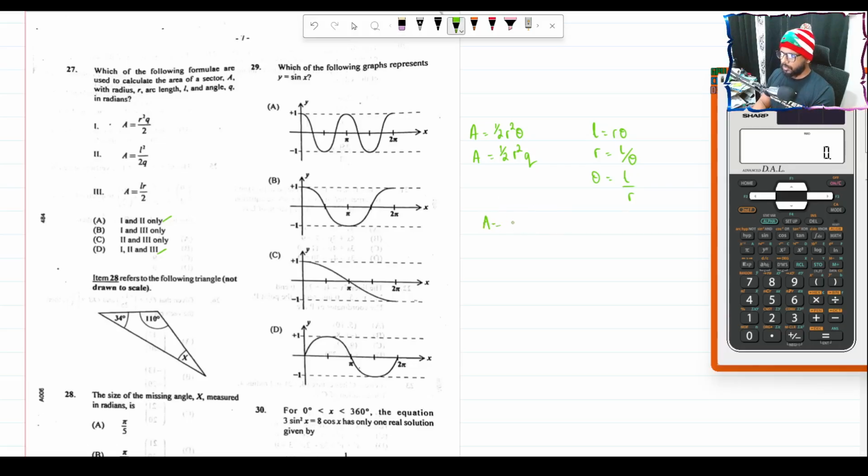So A could be a half R squared. Q is the angle, L over R. The R cancels with the R, we get RL over 2. So RL, LR over 2. So all works. The answer is D.